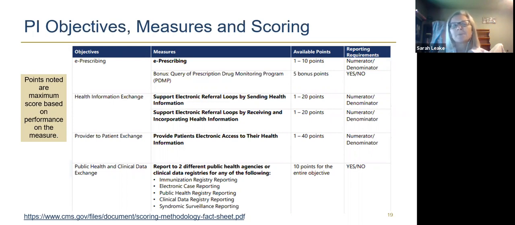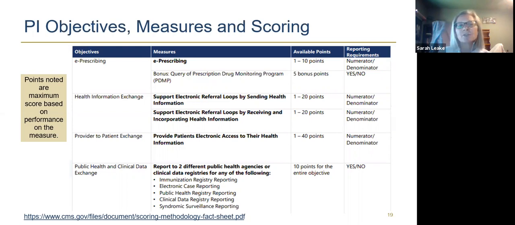The third objective is provider to patient exchange. So this is where, for at least 1 summary of care, your patient is able to reach that summary of care. And a lot of this is through your patient portal. They do have access to their health information, labs, or any information from their visits and their medications, etc. So this is normally through their patient portal that you would have this.